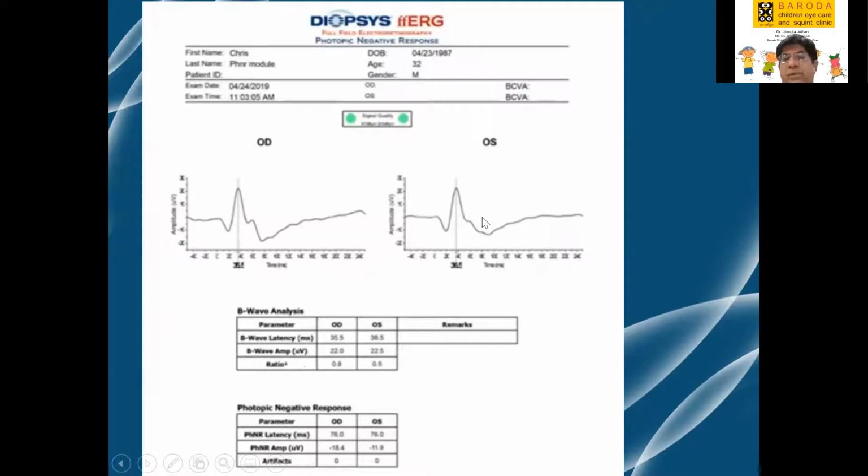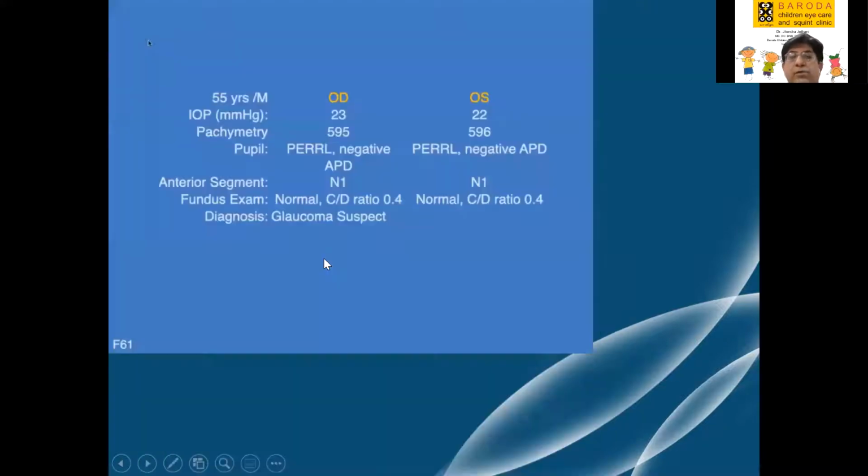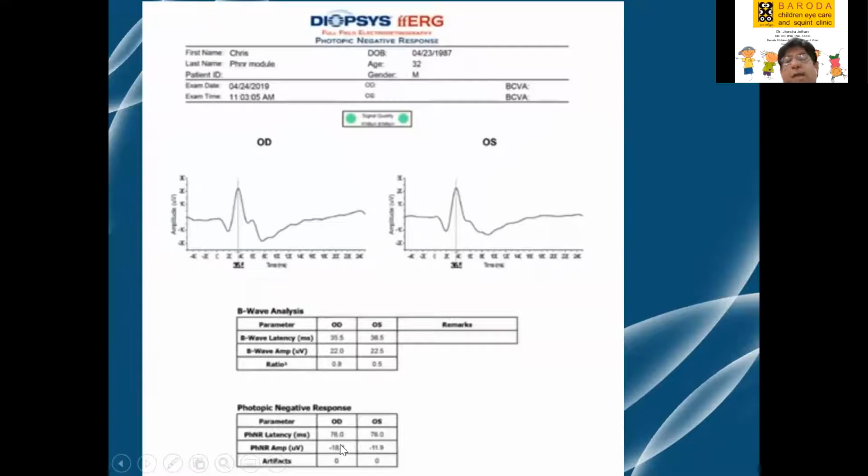They are talking about this particular wave, and then they are talking about PHNR latency, which is this wave. PHNR is calculated from the highest point of the B wave, and from there they calculate the amplitude, which will be negative, and this is the latency, the time which has passed from this point to this point. It is supposed to be later in a glaucoma patient, and the latency is supposed to be more sensitive for this. Amplitude is not.